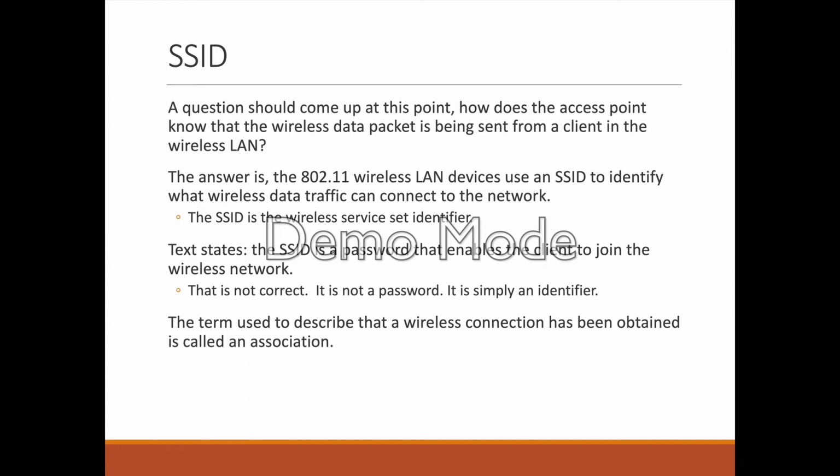Some of them are different. If you're at a hotel, it's a lot different. It'll say that you're connected, but then you have to pull up a website, go through the website, read through the instructions, agree to this, you sign in, boom, you're good. Some hotels make you pay for it, so you have to provide an access code. The term used to describe that a wireless connection has been obtained is called an association.